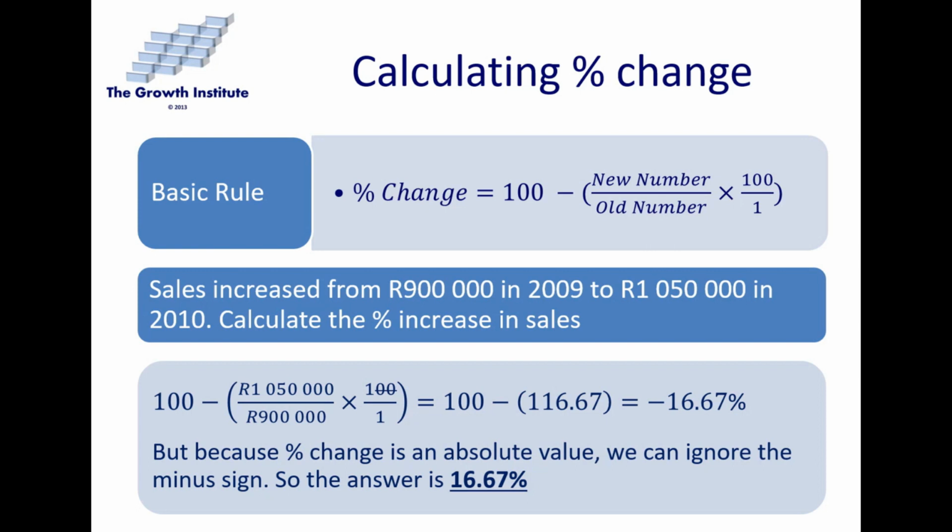Okay, so let's now look at it. Remember, the rule says the new number over the old number. The new number is 1,050,000. The old number is 900,000. So if you multiply that by 100, you are obviously going to get a number higher than 100. In this case, it is 116.67. You subtract 100 from that, and you get 16.67%. So what was the percentage increase in sales? It was 16.67%.